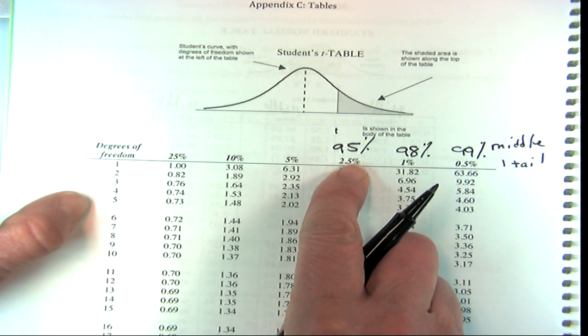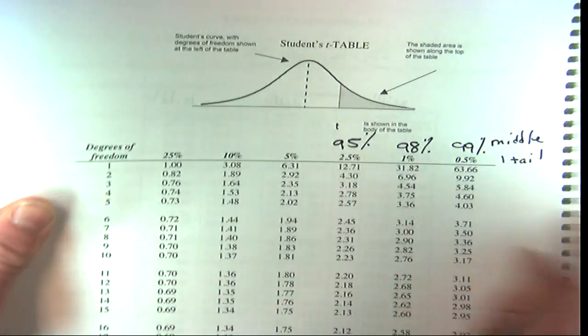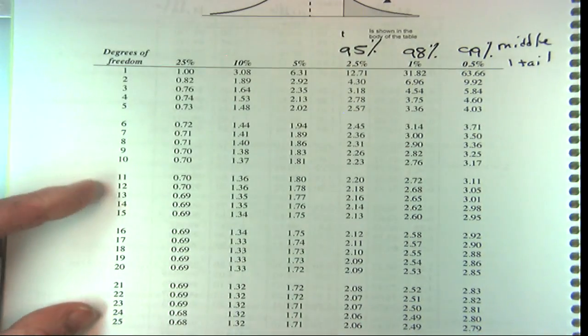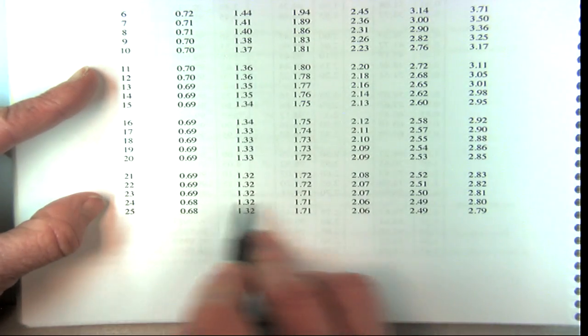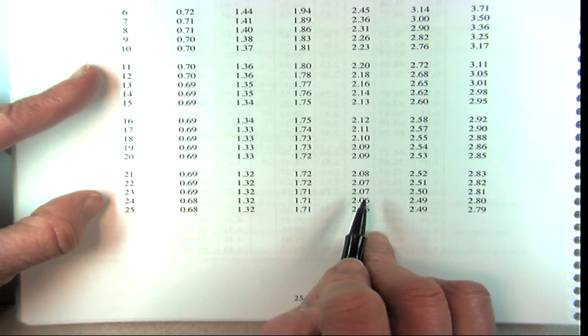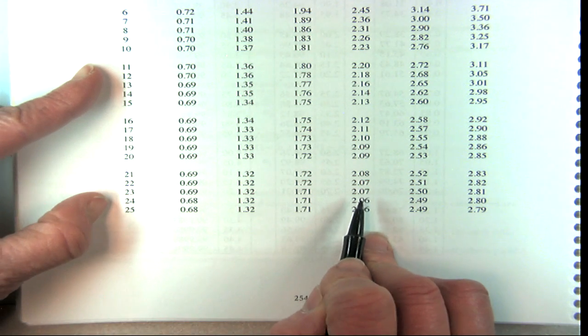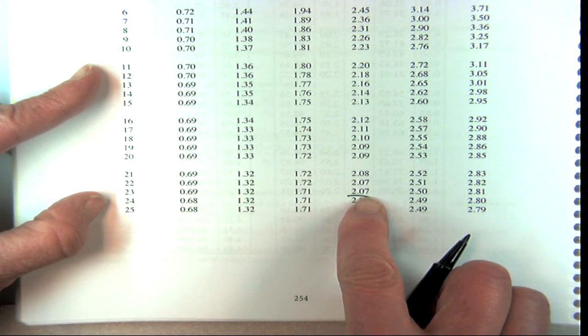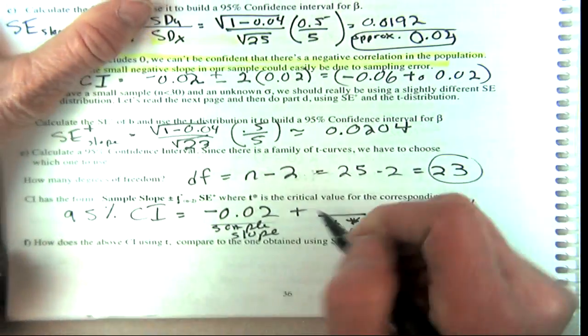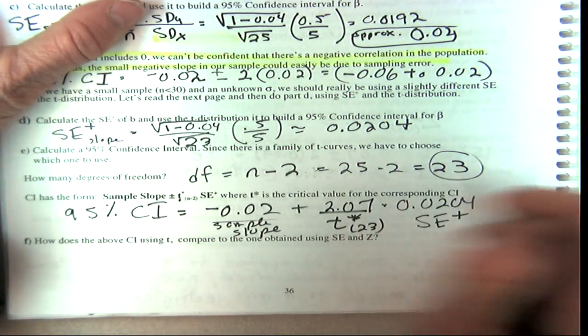Does everybody understand that? Okay, now degrees of freedom, 23. So you go all the way down to 23. And as I said, the t critical is going to be a little bit bigger. It's 2.07. That's what we want right there. Does everybody see that? For 23. All right, so we'll put it right in here, 2.07.